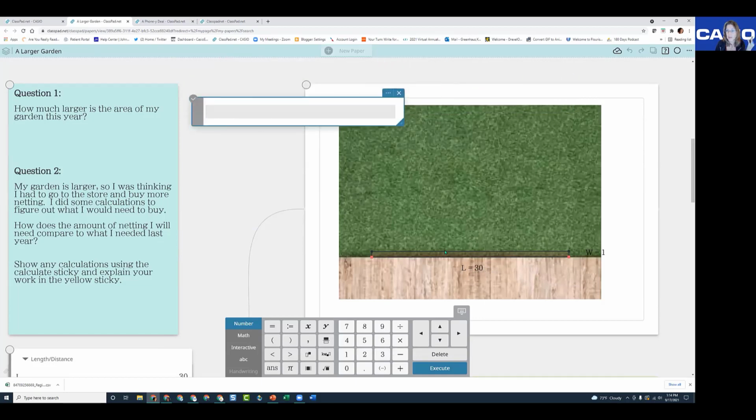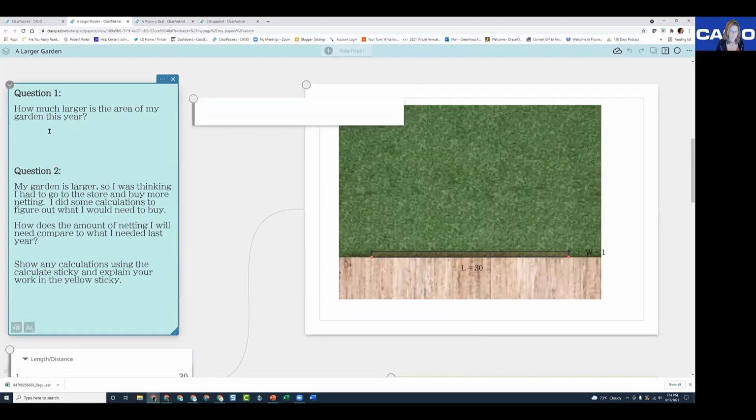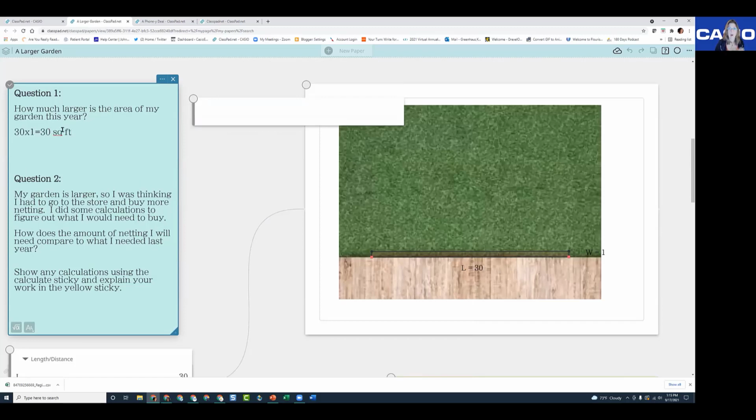So they might say, well, let's figure out what last year's was. If I know that I need to find area, and let's say the students don't know what to do, maybe they start adding 31 plus 30 plus 1. That tells you, oh, they don't really understand what area is. They're doing perimeter. But they're going to do 30 times 1. So then they could write over here, first garden is 30 times 1, which is 30 square feet, right? So how big is the second garden?